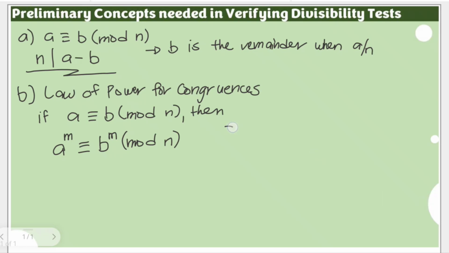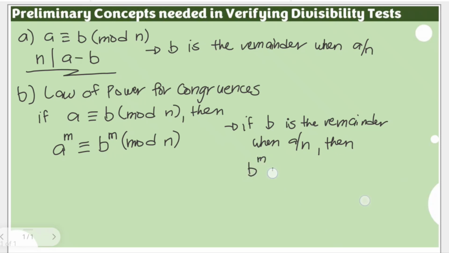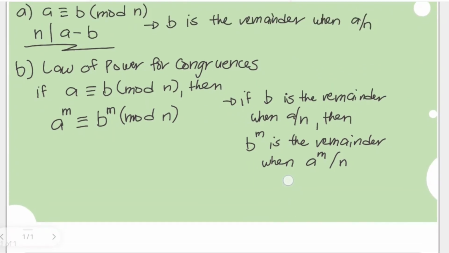This means that if B is the remainder when A is divided by N, then B to the power of M is the remainder when A to the M is divided by N. So that simply means raise the remainder to the same exponent, and you will have the same congruence.